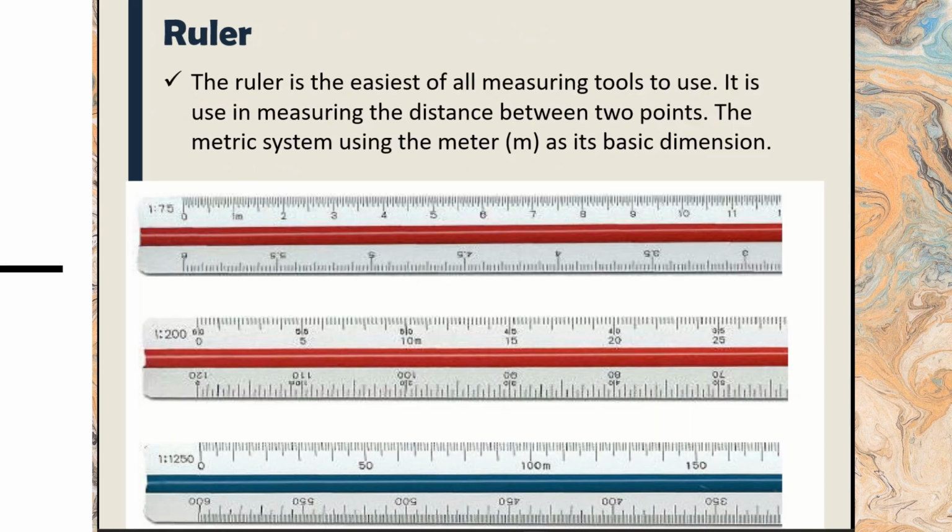Okay, that takes us to the ruler. The ruler is the easiest of all the measuring tools to use. It is used in measuring the distance between 2 points. The metric system uses the meter as its basic dimension. So basically, most drawings that will be drawn in this course, meter or millimeter, will be used as our unit of measurement. Okay, so we use the ruler to draw lines, to measure points, or to join points. So that's what we use the ruler to do.